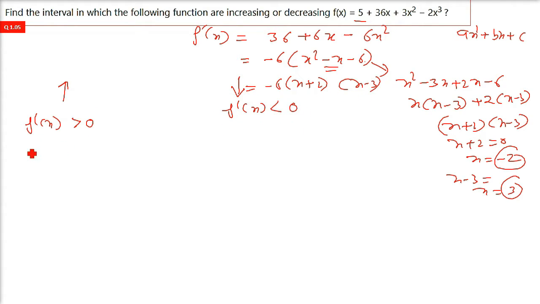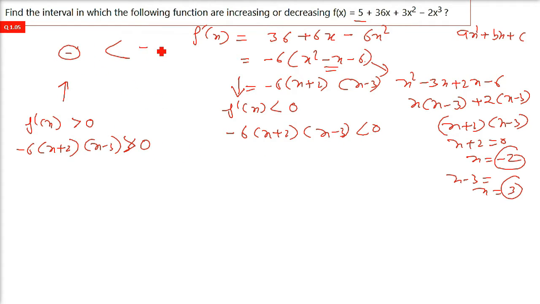This one, negative 6 into (x plus 2) into (x minus 3), and this is greater than 0. And I'm showing you the decreasing one: minus 6 into (x plus 2) into (x minus 3) less than 0. This is by the definition of increasing and decreasing function. If you multiply both sides of an inequality by a negative, then the inequality sign will change. If you multiply or divide both sides by a negative, the inequality will change. That has to be kept in your mind.